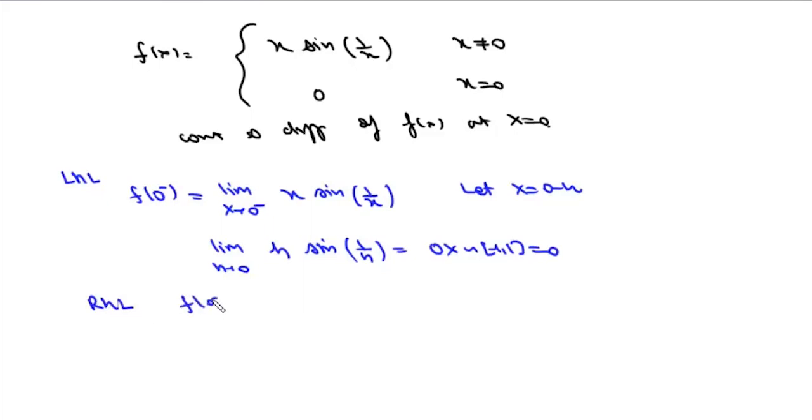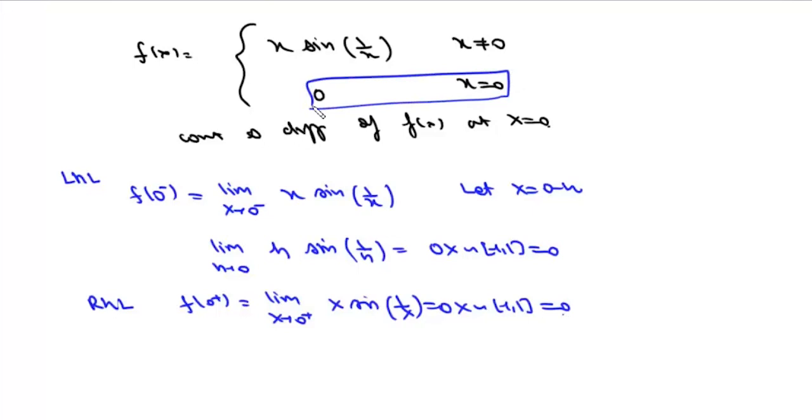And the same way we find its right hand limit, it'll be f(0+), which is limit x tends to 0 positive x sine 1 by x, and which again is 0 into oscillating value between minus 1 and plus 1, which is 0. Now f(0-) is 0, f(0+) is 0, and f(0) is also 0. That means this function f(x) is continuous at x equal to 0. Now discontinuity implies non-differentiability, but continuity doesn't imply differentiability. So when a function is continuous, at that point it may be differentiable and it may not be differentiable. So here we have to check differentiability.